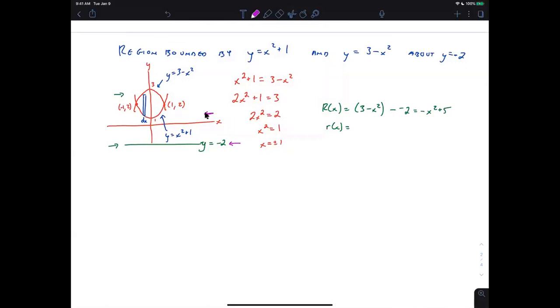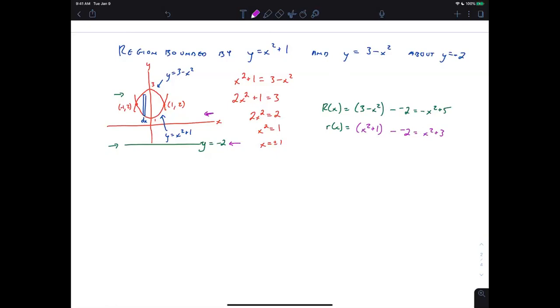So we'll take the top y minus the bottom y. The top y is x squared plus 1. The bottom y is -2. So we get x squared plus 3. Does that make sense? Any questions?